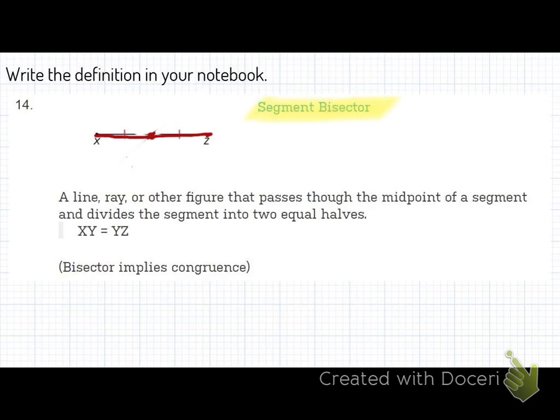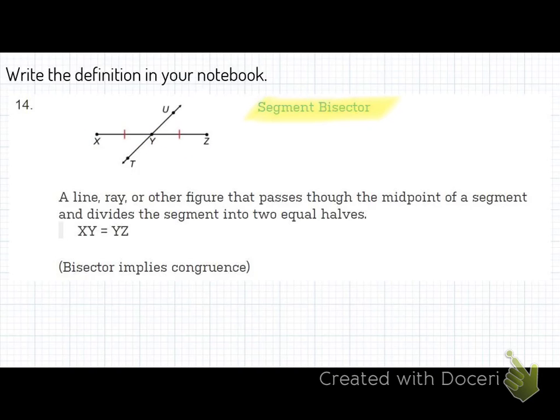Let's say we took another line and we cut it in half. Let's say we made the line a segment bisector. By doing that, right in the middle, this new line TU is going to perfectly cut XZ in half, right? So that means this side of the line will be exactly the same as that side of the line. This is called a segment bisector, okay?